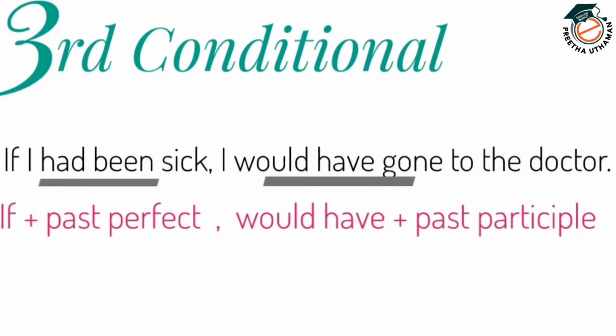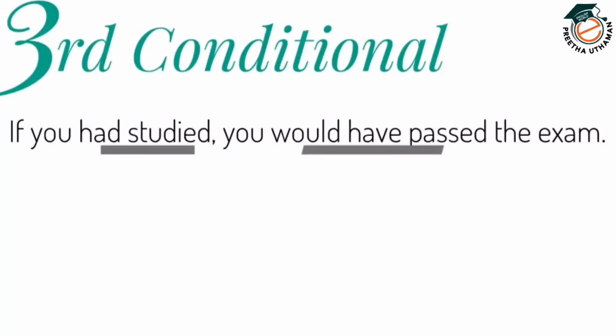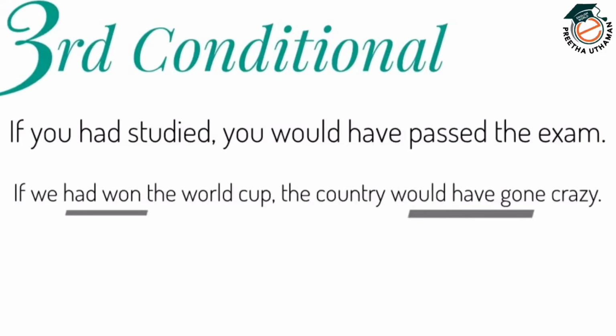Now let's structure it. In the if clause, if plus past perfect. And in the result clause, would have plus past participle. That is the third form of the verb. We have a few more examples. If you had studied, you would have passed the exam. But really, you know you didn't study and so you didn't pass. So you are imagining the result if the past was different.